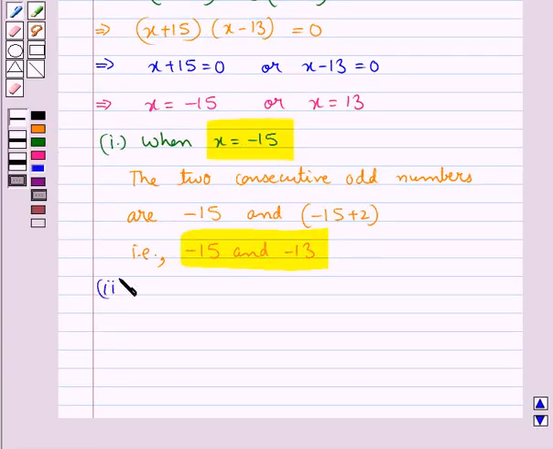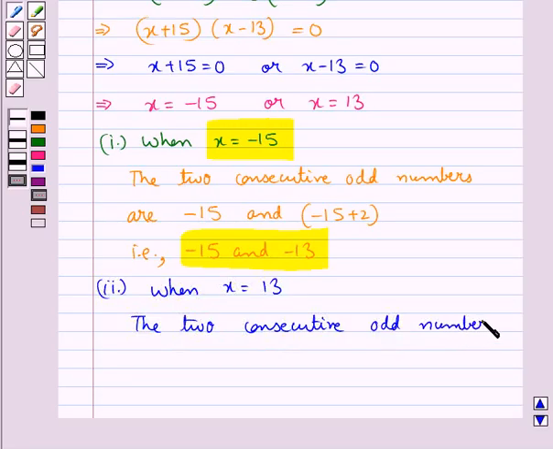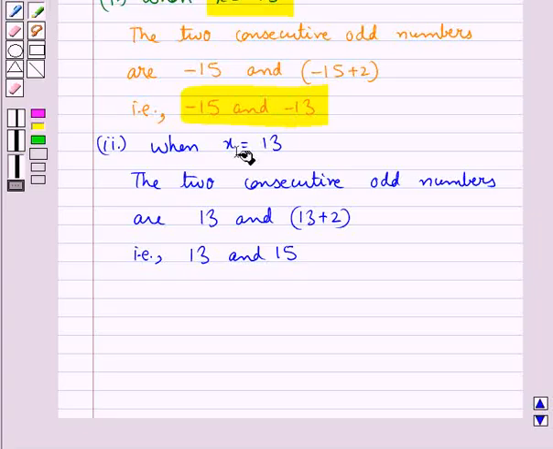Now next, when we take x equal to 13, the two consecutive odd numbers are x, that is 13, and x plus 2, that is 13 plus 2. That is, the two consecutive odd numbers are 13 and 15. So when x is equal to 13, the two consecutive odd numbers are 13 and 15.